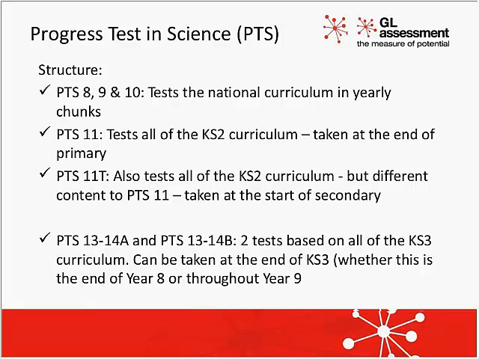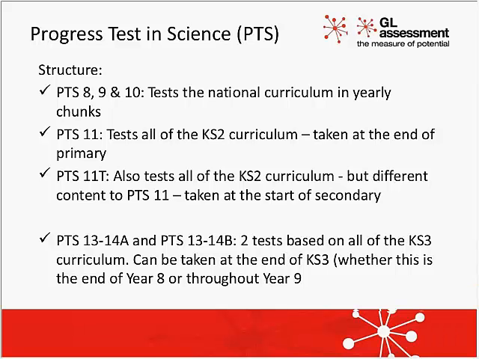Now beyond that, Progress Test Science 13 and 14, a combined age, is available at 2 different levels, 2 separate tests: Progress Test Science 13 and 14A, Progress Test Science 13 and 14B. Both of these summarise the whole of the Key Stage 3 curriculum. This isn't looking at yearly chunks. These assessments look across the whole of the Key Stage 3 curriculum.